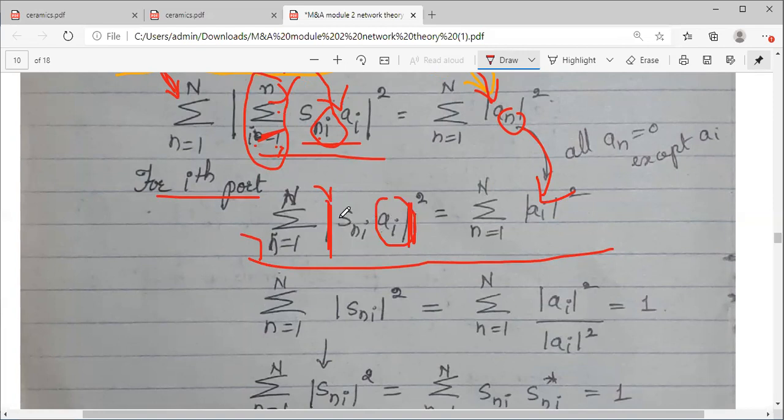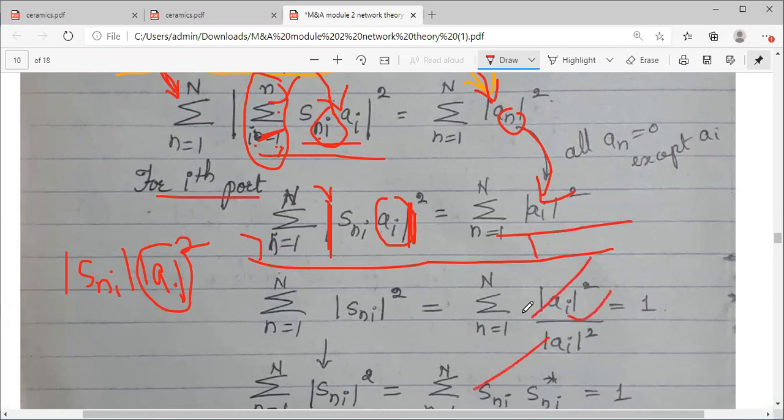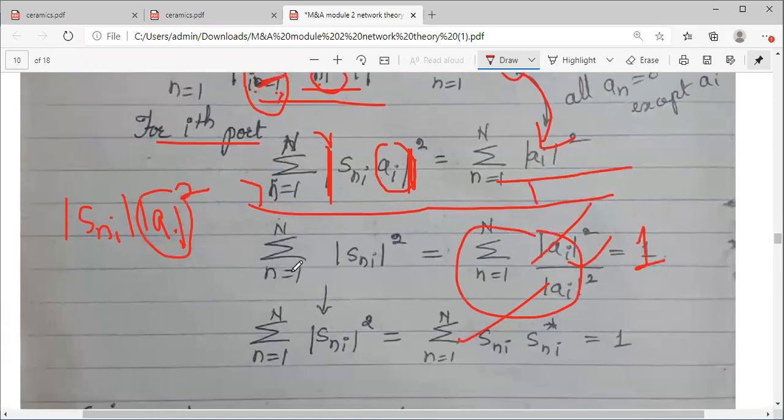So if I split this magnitude, it will become something like this: S_ni and one more a_i, whole square. Separately I can write it, and this a_i I can take to the RHS, where it comes in the denominator. So that's what I have done, and these get cancelled, so we don't get anything here, it is equal to 1. So what does this mean? Summation of the magnitude of S_ni squared is equal to 1.